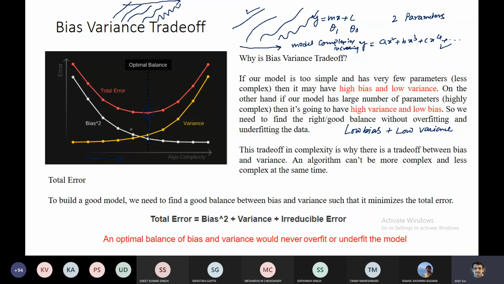At this particular complexity, the error is least. If you increase the complexity again, the error will start increasing. So that is the trade-off. With low bias and low variance, we can get an optimal function. This is called the bias-variance trade-off. Is there any question you can ask?